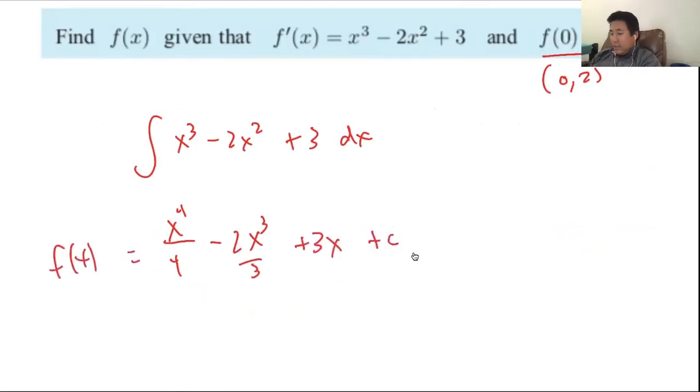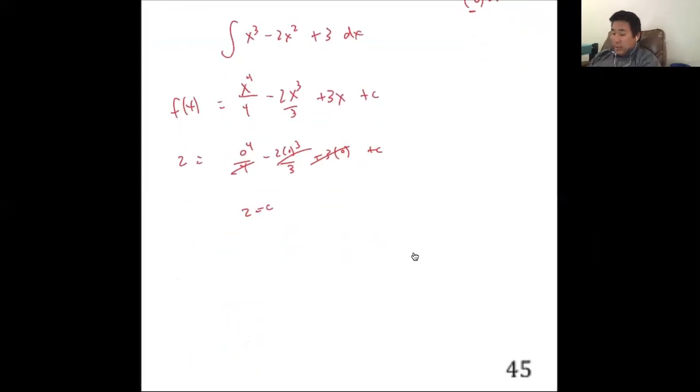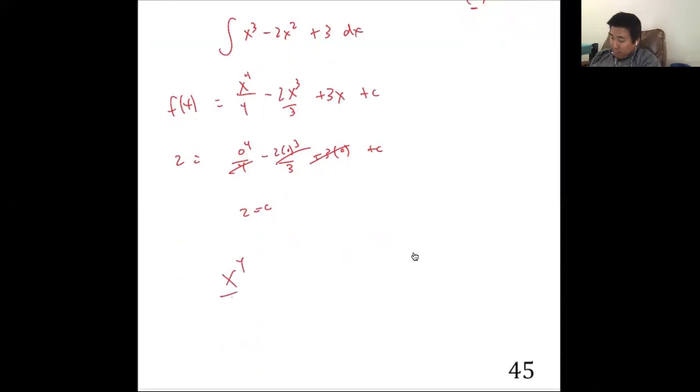But again, we don't want c, so we're going to plug in 0 for x and 2 for f of x. So 2 equals 0 to the fourth over 4 minus 2 times 0 to the third over 3 plus 3 times 0 plus c. I love plugging in 0 because usually things cancel out. So now c equals 2. So the equation is x to the fourth over 4 minus 2x cubed over 3 plus 3x plus 2 equals f of x.